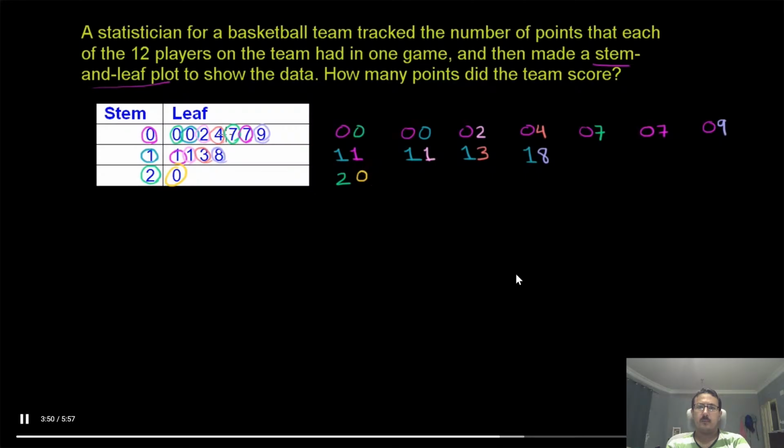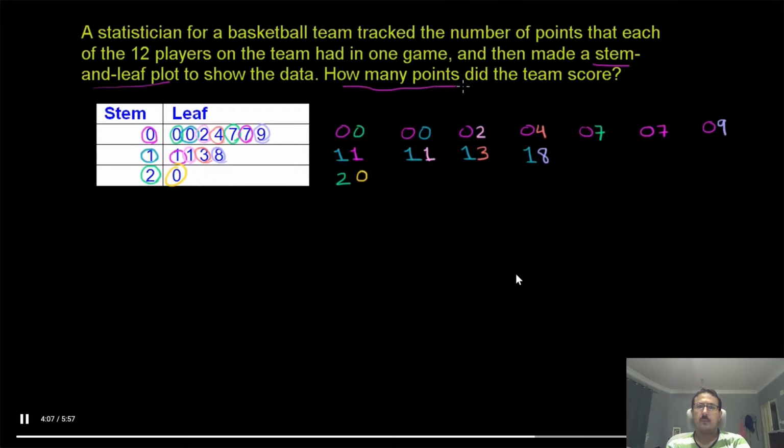Once again, what was useful about this is you see how many players scored between 0 and 9 points, including 9 points, how many scored between 10 and 19 points, and then how many scored 20 points or over. You see the distribution right over here. But let's actually answer the question that they're asking us to answer.